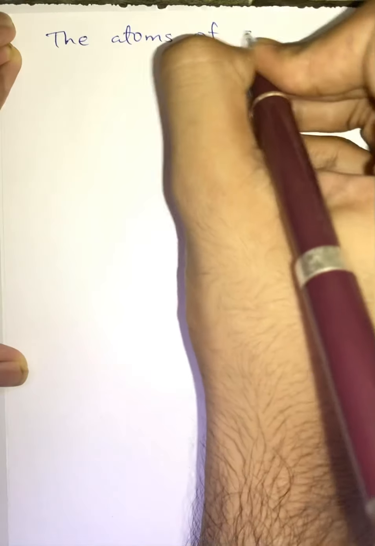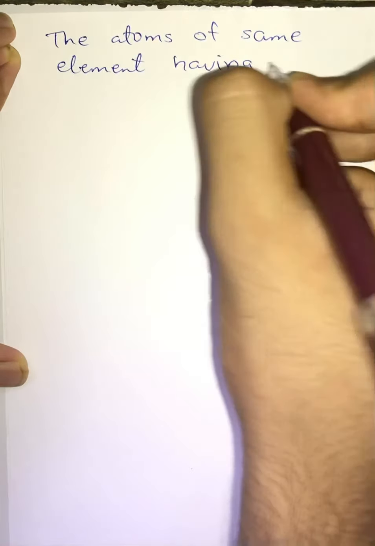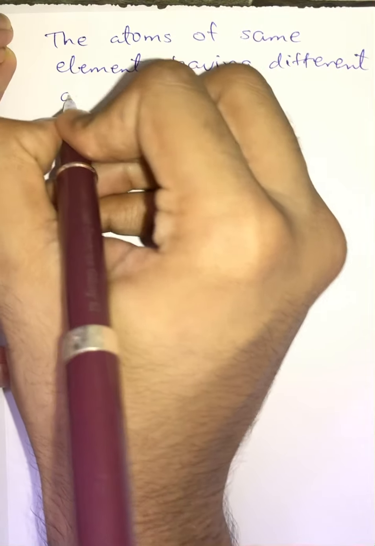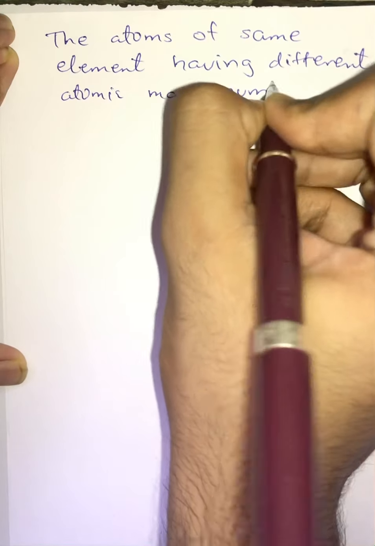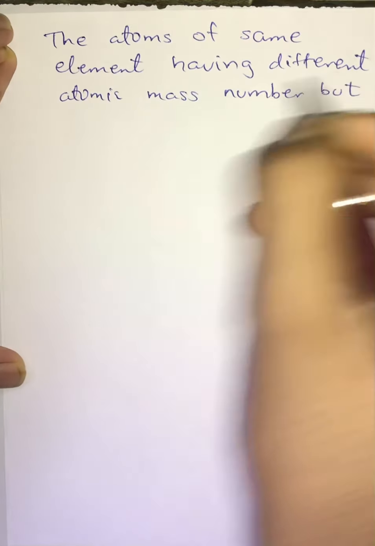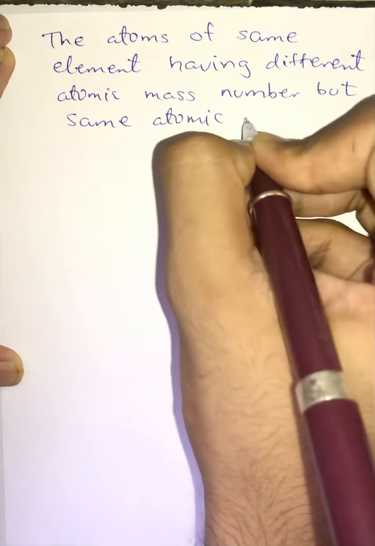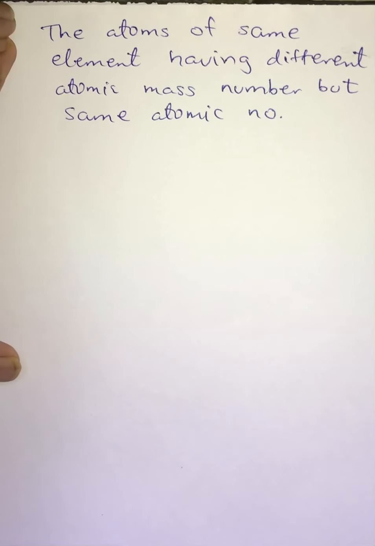The definition of isotope states that the atoms of same element having different atomic mass number but same atomic number. Don't worry, I will explain this definition with the help of an example.